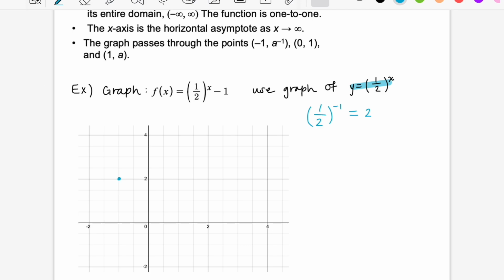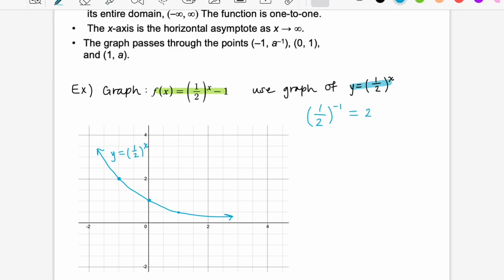So right about there. Next, we know we're going to have a point at 0 comma 1. And lastly, we're going to have a point at 1 comma a. So this would be 1 and then 1/2 there. So our graph has this shape here. Again, we have a horizontal asymptote on the x-axis, so we're not going to cross that guy. So this is our function, our parent function, and we're going to use this guy to graph this one here.